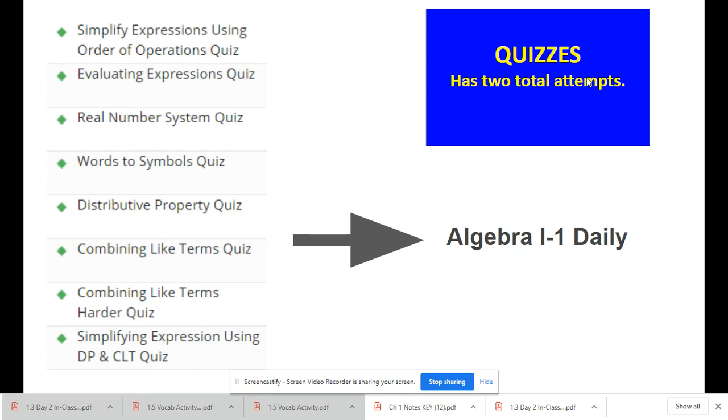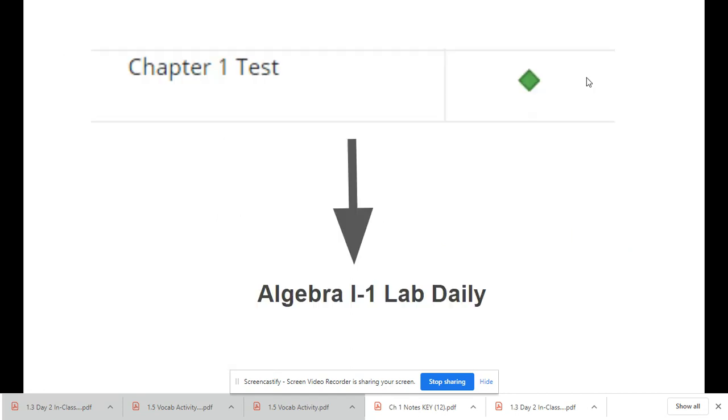Your quiz has 2 total attempts, so that means that if you take it once and you aren't happy with the score, you can go back, watch some videos, redo some problems in your notebook, redo the Math Excel assignment, and then take the quiz again. So that quiz attempt should be your best effort. And notice that there are 8 of those. For every homework, we have a quiz also.